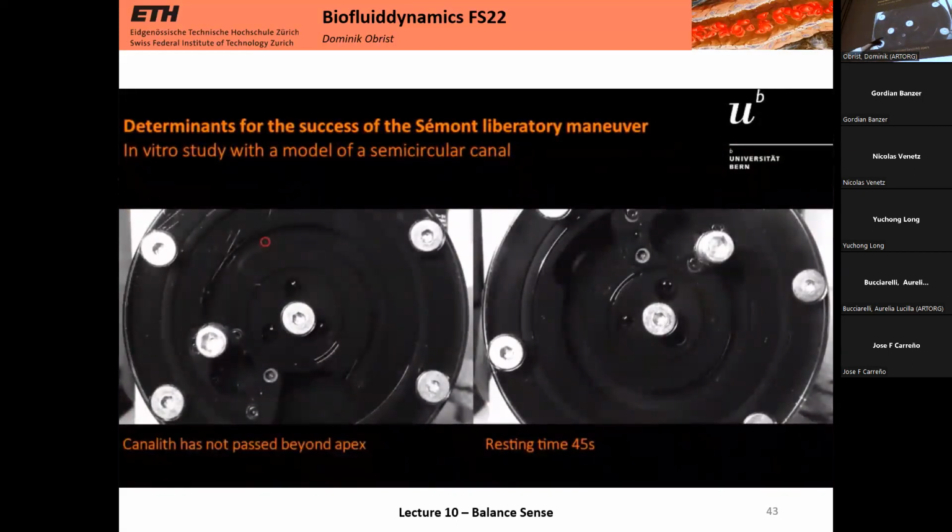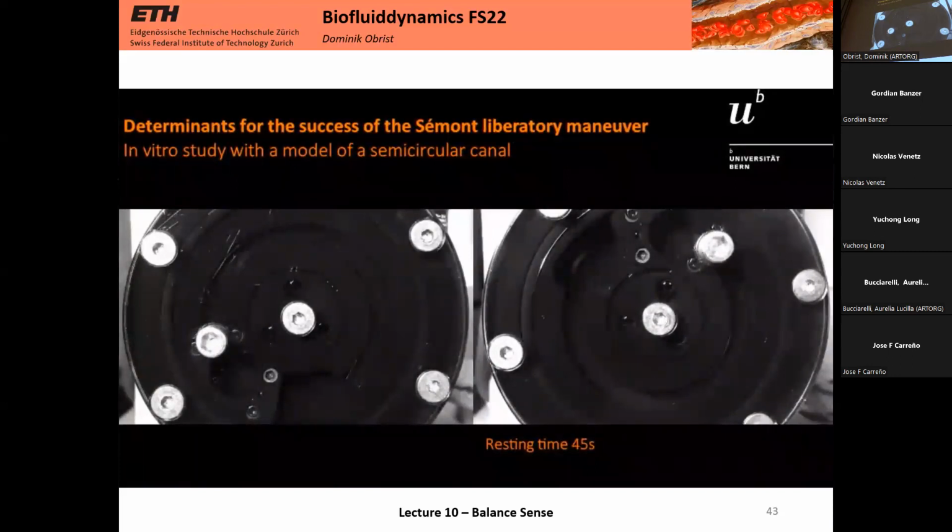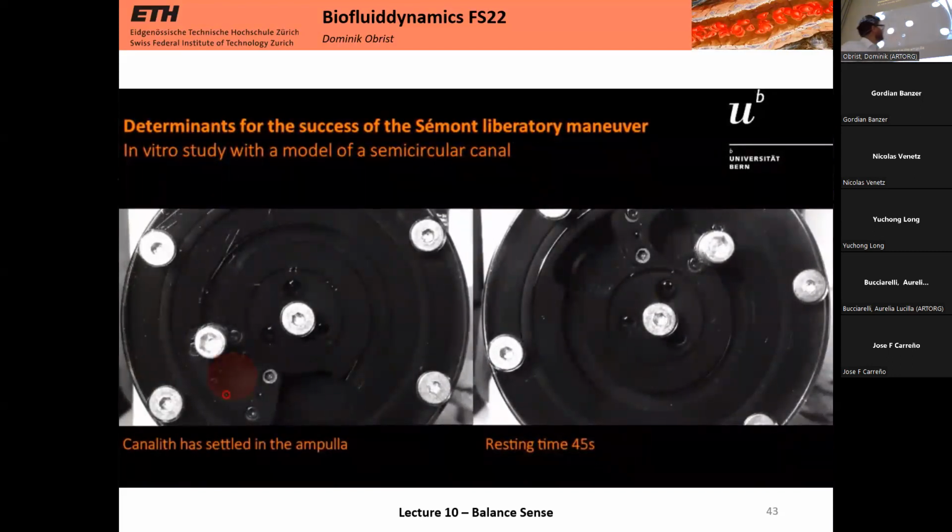Particle fell down. Now on the left-hand side, the patient was already being brought up after a few seconds, while on this side, the patient is still lying down, still waiting. On the opposite side, the particle is falling down to the left, back into the model of the cupola. The cannula has settled in the cupola, in the ampulla.